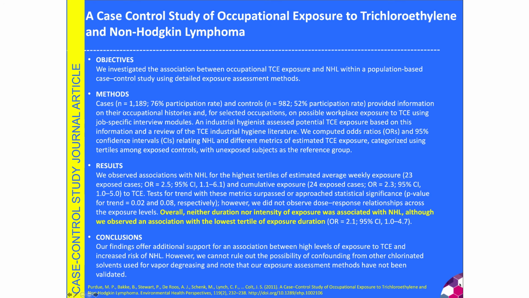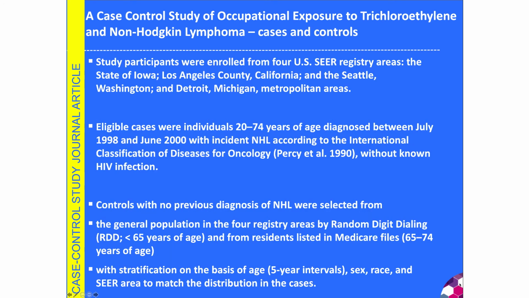This is a case control study of occupational exposure to trichloroethylene and non-Hodgkin lymphoma. The method they used was they looked at occupational histories for selected occupations from workplace information. They used an industrial hygienist to look at job specifications. I will actually go into how they identified the participants, because that is the more interesting thing. Study participants were enrolled from 4 US registry areas: Iowa, Los Angeles, Seattle, and Detroit.